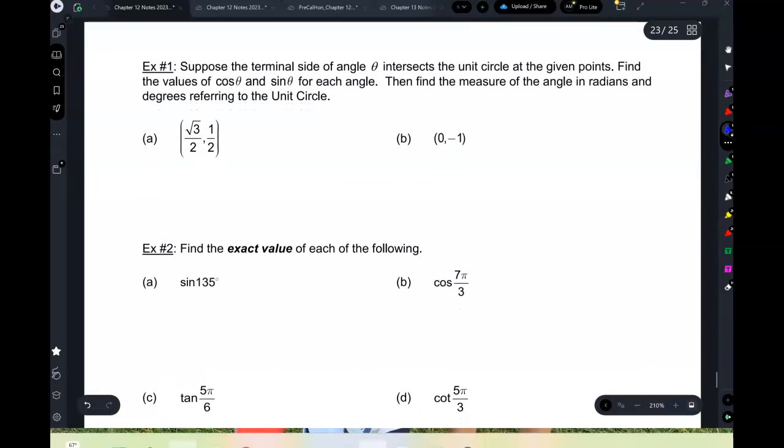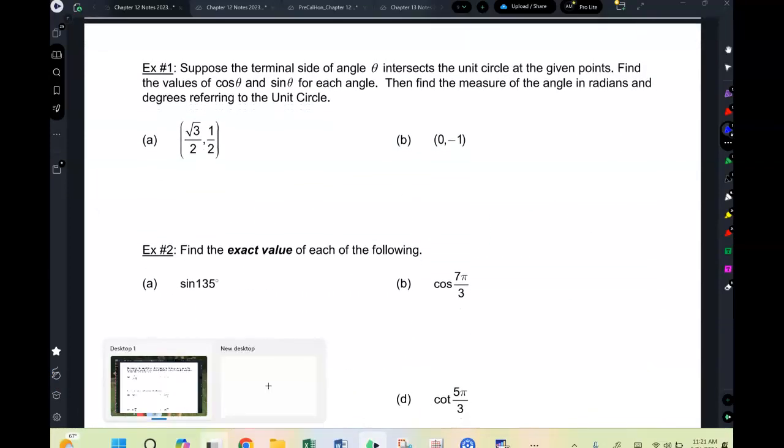Right, so let's do some examples. Suppose the terminal side of an angle intersects the unit circle at the given points. We're not going to do those right now. Okay, so find the values of cosine and sine. Remember, cosine is always the first coordinate, and sine is always the second. So cosine of theta is root 3 over 2. Sine of theta is 1/2.